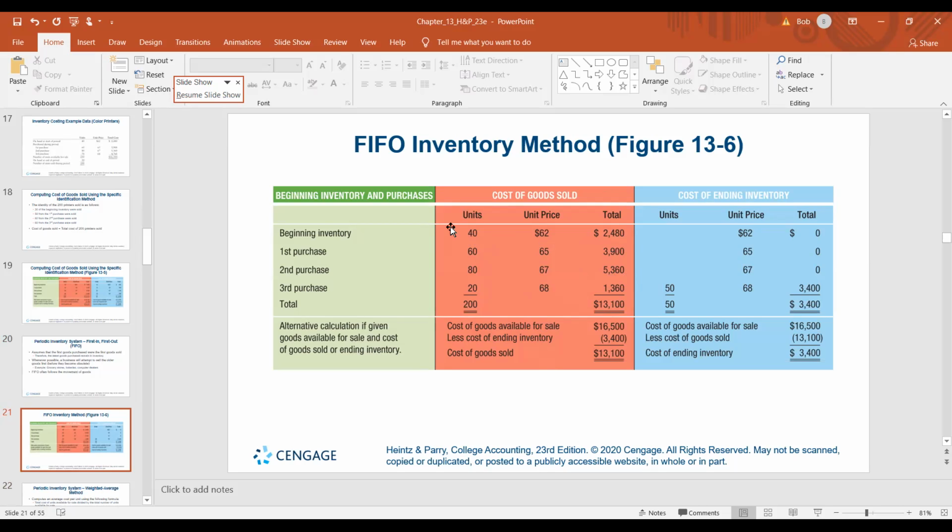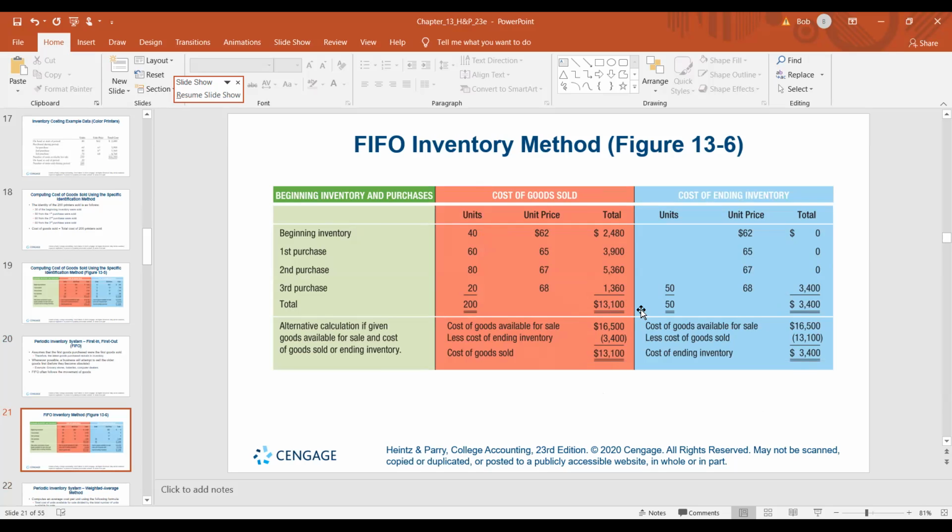So I call these layers. A lot of textbooks call them layers. That's what we call them at work. The different layers. Your oldest layer, FIFO, the beginning inventory here, is the first items you sold. So when you come up with these two numbers, you have your two figures, 13,100 and 3,400 for the ending inventory. And remember, cost of goods available for sale minus cost of goods sold equals your ending inventory. Cost of goods available for sale minus ending inventory equals cost of goods sold.